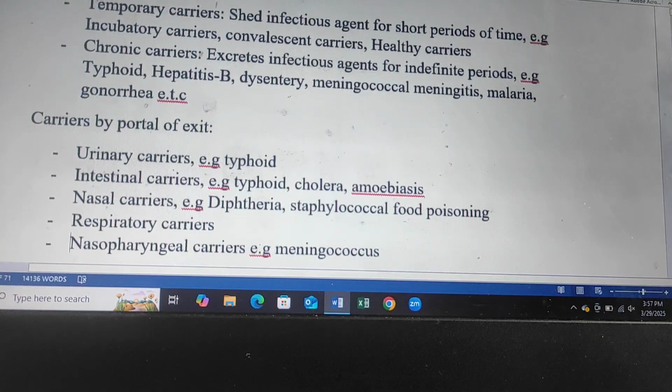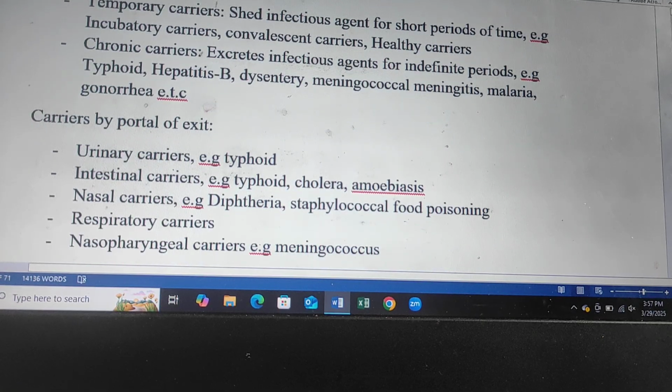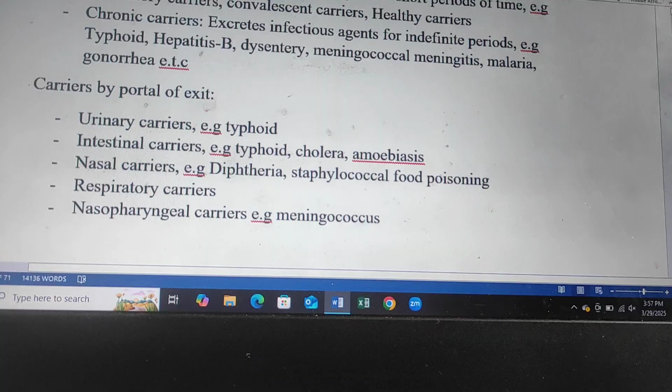Carriers by portal of exit: urinary carrier, typhoid; intestinal carrier, typhoid, cholera, amoebiasis. Nasal carrier, diphtheria, staphylococcal food poisoning. Respiratory carrier, nasopharyngeal carriers, meningococcus.